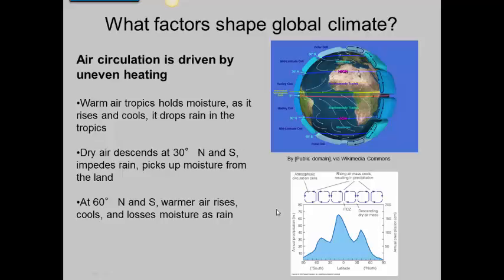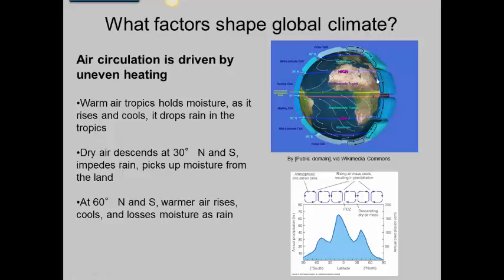So as you can see down here on this diagram, we have a high amount of annual precipitation occurring in the tropics. And that's because of these warm air masses rising in the tropics.